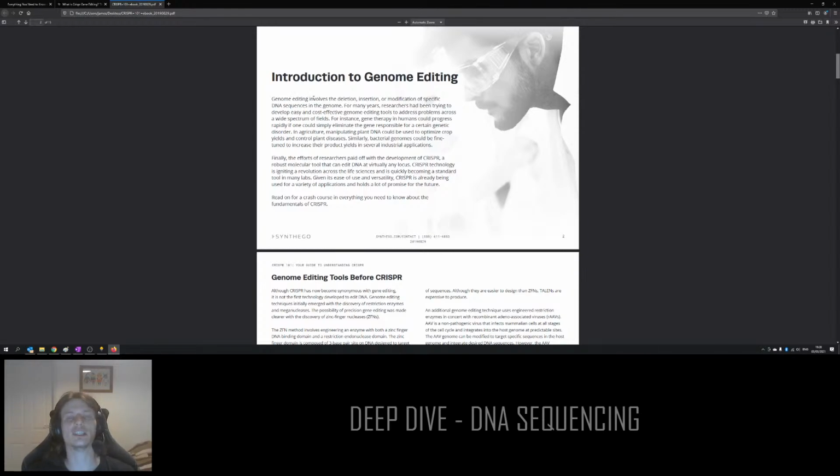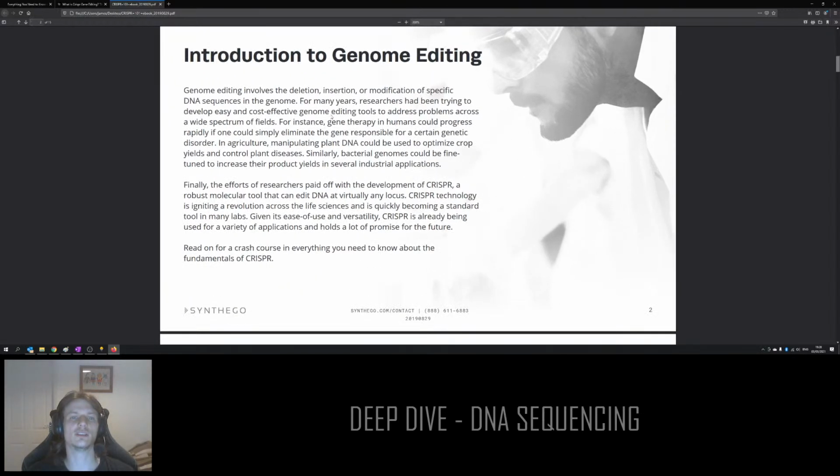Genome editing involves the deletion, insertion, or modification of specific DNA sequences in the genome. For many years, researchers have been trying to develop easy and cost-effective genome editing tools to address problems across a wide spectrum of fields. For instance, gene therapy in humans could progress rapidly if one could simply eliminate the gene responsible for a certain genetic disorder. Yikes. We know where that goes. In agriculture, manipulating plant DNA could be used to optimize crop yields and control plant diseases. Similarly, bacterial genomes could be fine-tuned to increase their productive yields in several industrial applications.